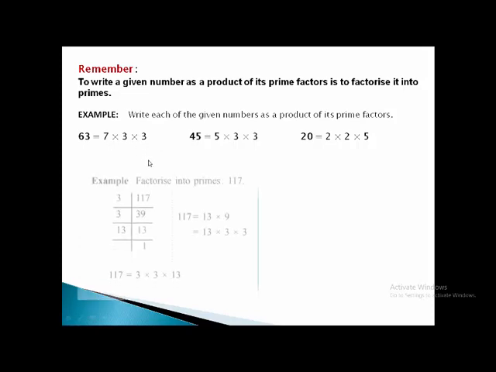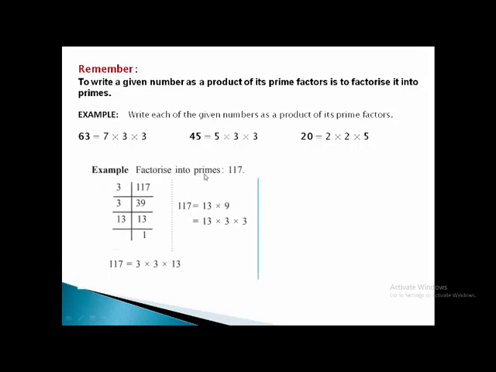Let's see another example. Factorize into primes 117. Here in the number 117, the unit place is 7, which means this number is not divisible by 2. So let's go to the next prime, that is 3. If you divide by 3, you get 39. Again 39 is divisible by 3, you get 13. And 13 is a prime number.